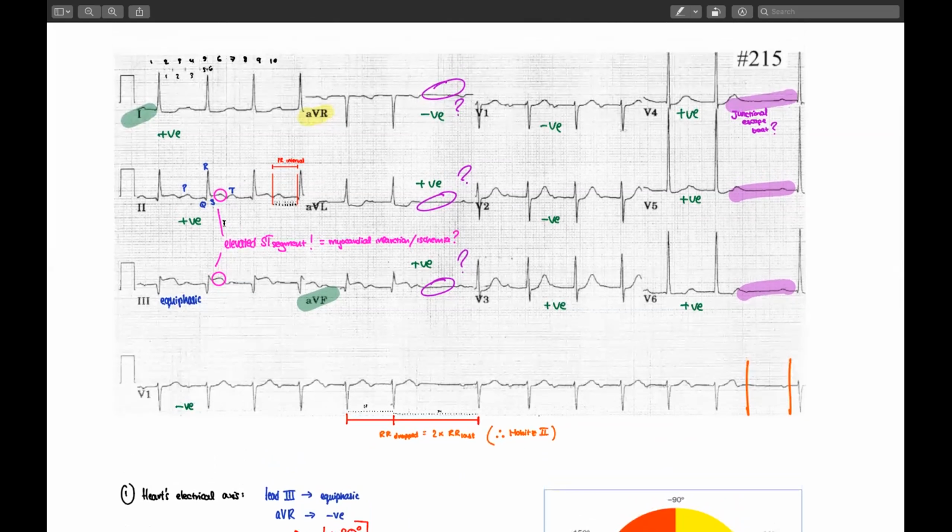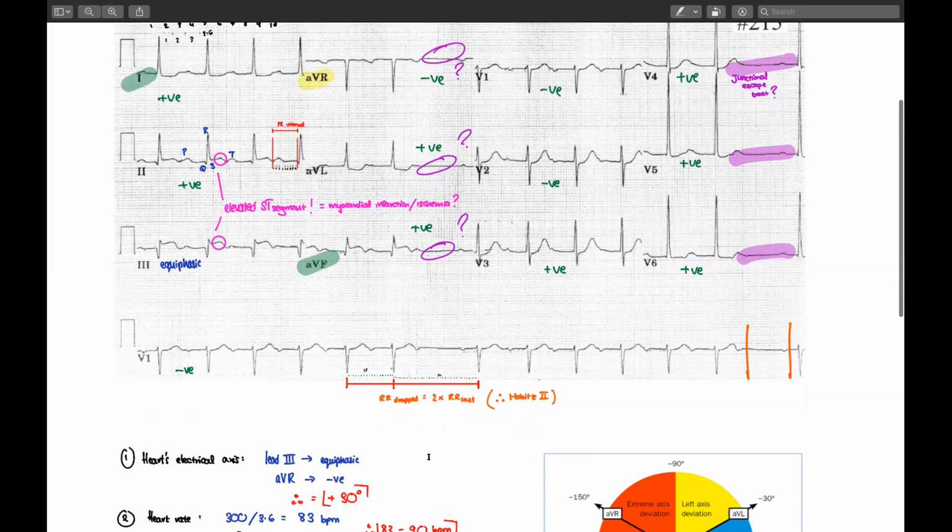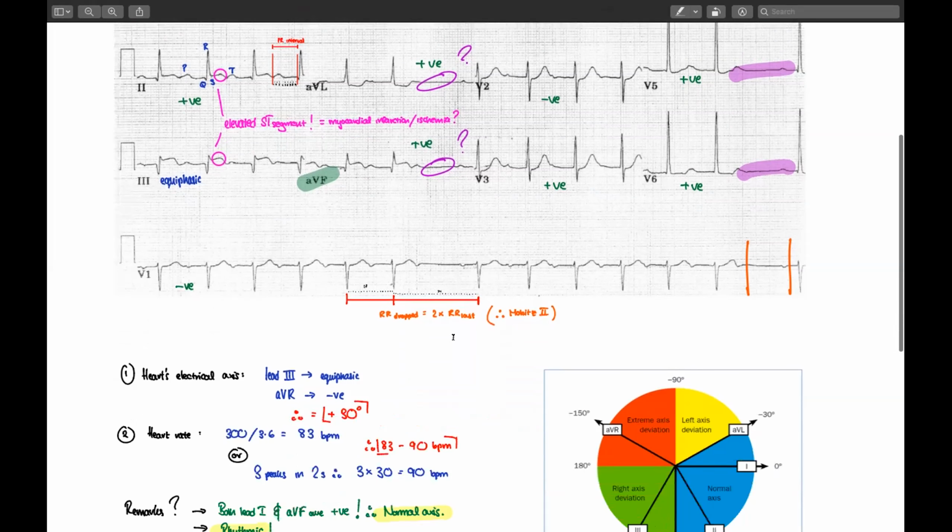the shape of the P is normal. PR interval, you don't need to look at the PR interval because you had a second degree Mobitz type 1, period. You don't need to look at whether this PR is longer than 0.2 or not. We don't need it. The morphology of the P was okay. QRS is narrow. The axis, as you calculated, was about 80 degrees.